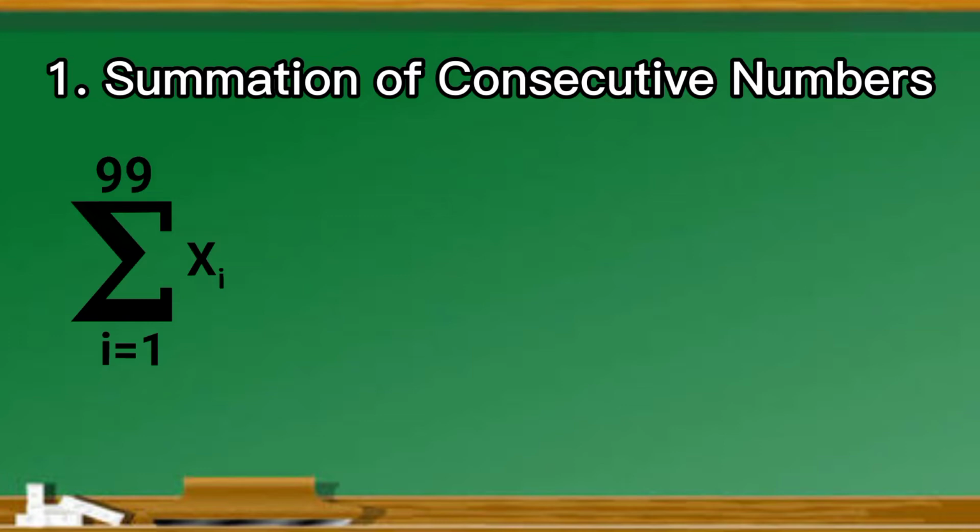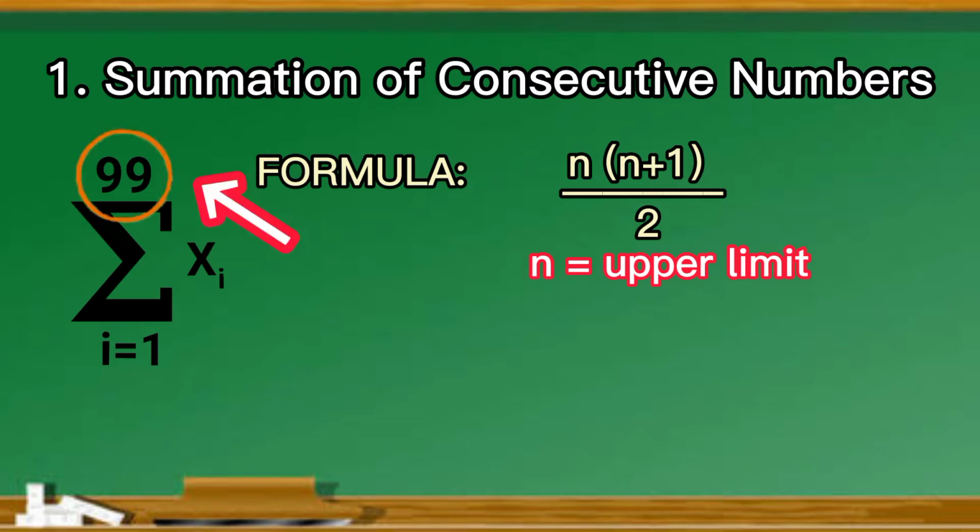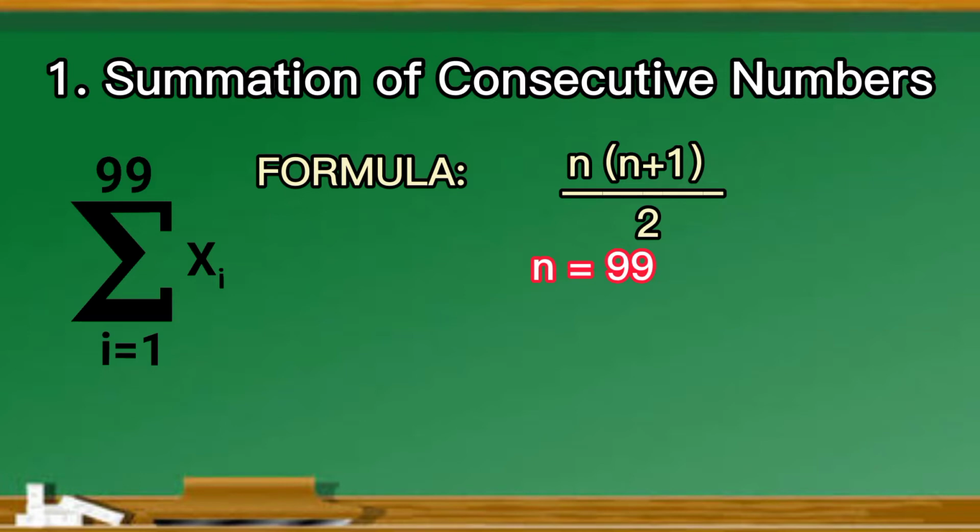So kapag ganito na ang given class, sabi ko nga kanina mahaba-habang susulatin and besides time-consuming. So for this situation, we can use the formula. So ang formula na gagamitin natin is ito class. We have n times n plus 1 all over 2. Kung saan itong n natin sa ating formula, that represents our upper limit which is 99. So now to use the formula, we just substitute the value of n into our upper limit which is 99. So, we have 99 times 99 plus 1 all over 2.